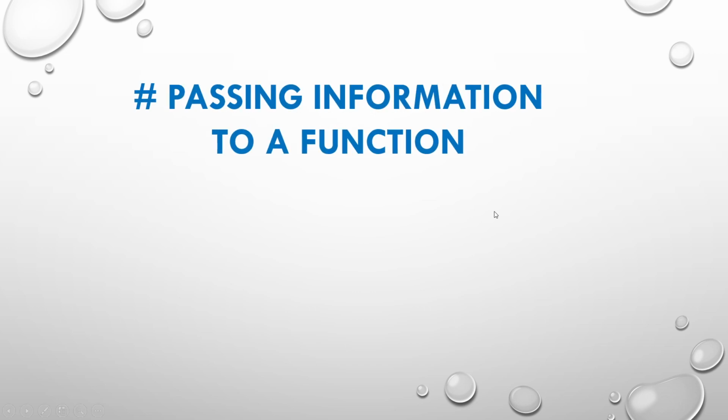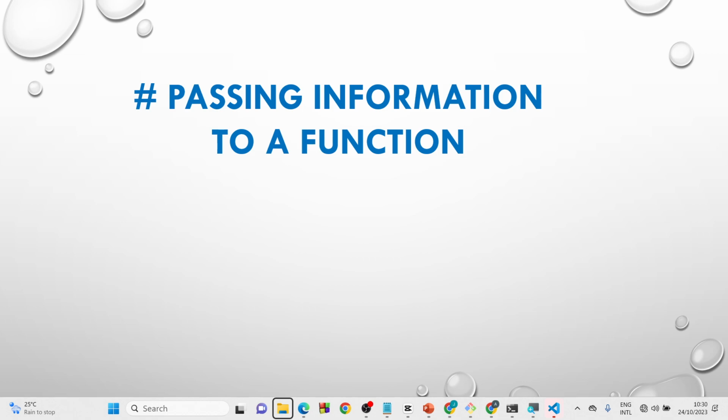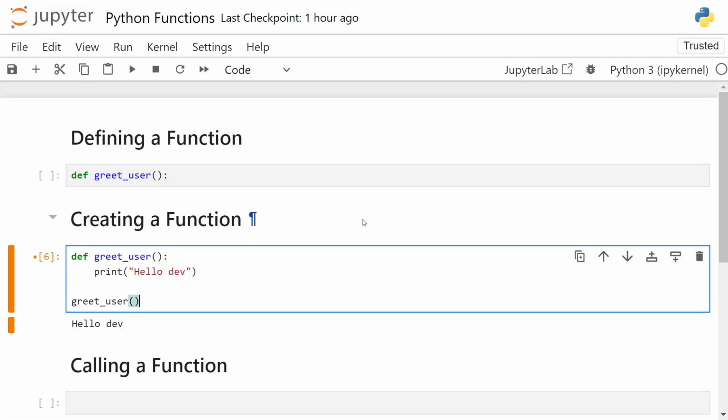We want to show you how you can pass information to a function. Passing information to a function could be in the form of an argument or a parameter. So we are going to look at the difference between these two. Information passed to a function, like I said, could be in the form of argument or parameter.